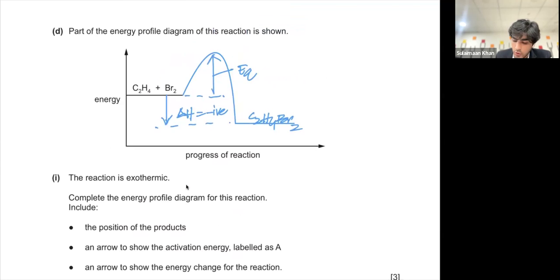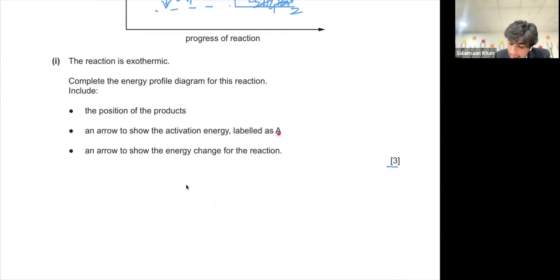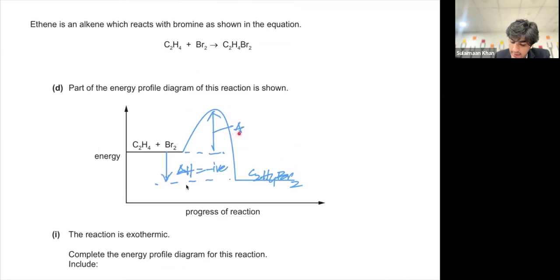So now I would only get 2 marks, not 3 marks, because he said to label it with A, not to label it as EA. So this will give me the mark, right? Don't label it as EA if he has specified the word for you. If he said label it as A, then you have to label it as A instead of EA.